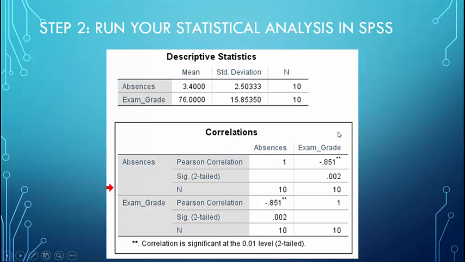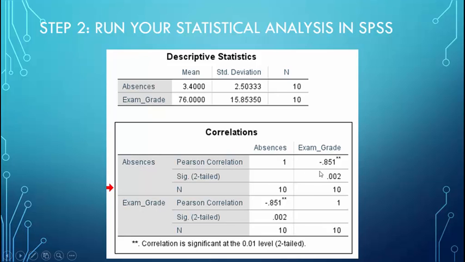But you get something that looks like this. For absences in our group, we had mean absences of 3.4 with a standard deviation of 2.5, 10 people. And exam grade, the average was 76. Here's the standard deviation and also 10 people. Then you'll get this correlation matrix looking at absences and exam grades.